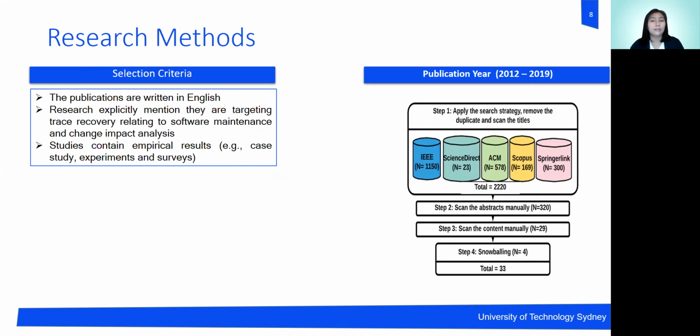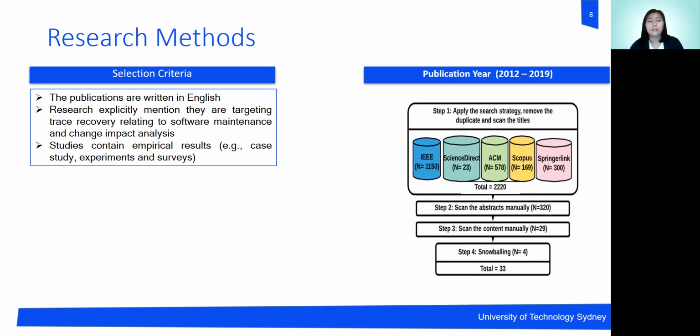Also, we deployed the study selection criteria as below to filter the publications according to the relevancy to our context and to verify whether the paper follows an appropriate research method or not. In terms of time frame, we selected studies published between 2012 and 2019.